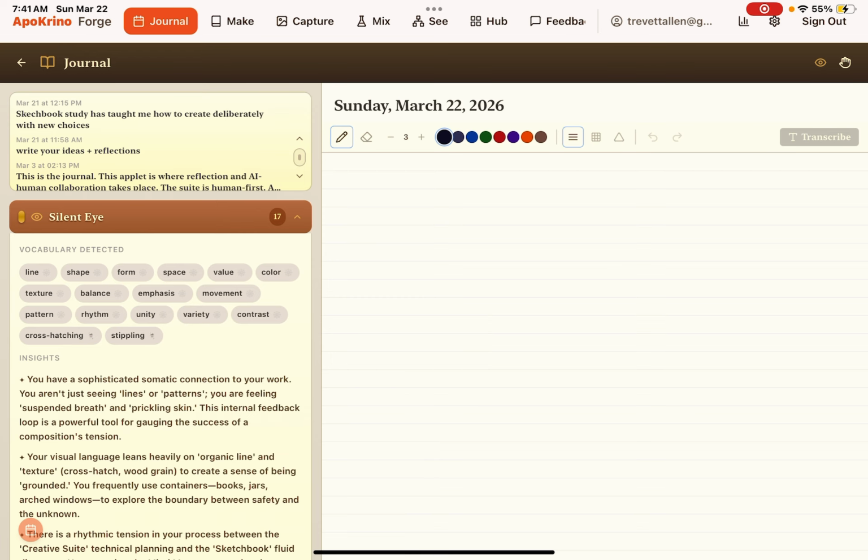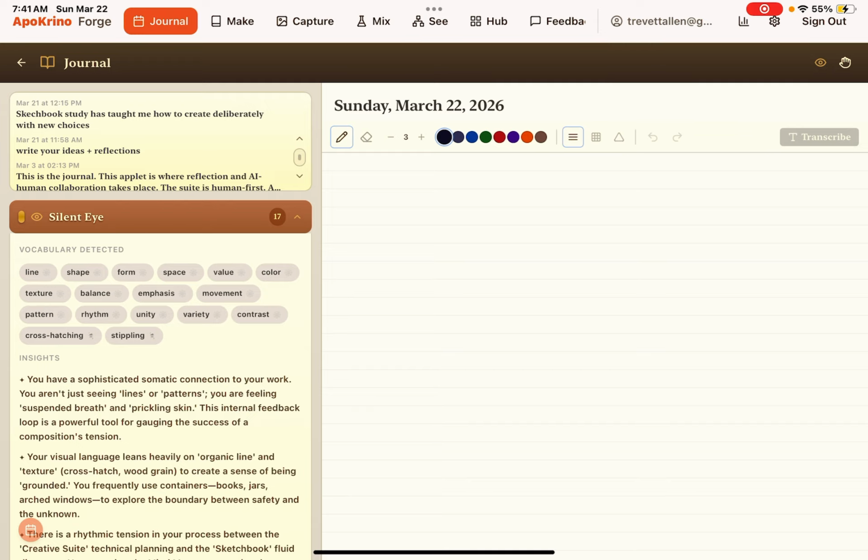But now here we are talking about how you have a sophisticated somatic connection to your work. You aren't just seeing lines or patterns, you're feeling suspended breath and prickling skin. This internal feedback loop is a powerful tool for gauging the success of a composition's tension. All right, so I'm getting actual feedback from my AI component that's watching what I'm doing when I ask it to, and using the art vocabulary.